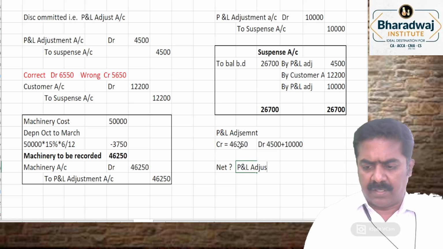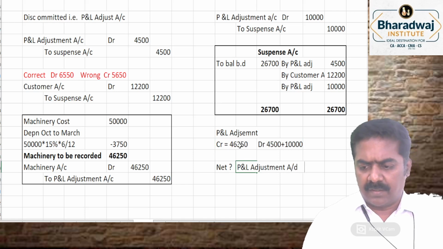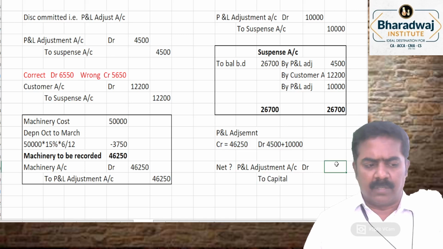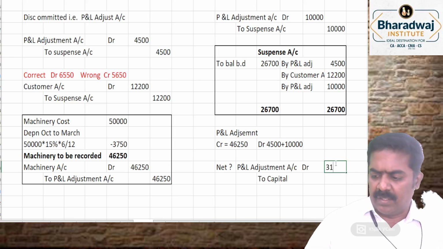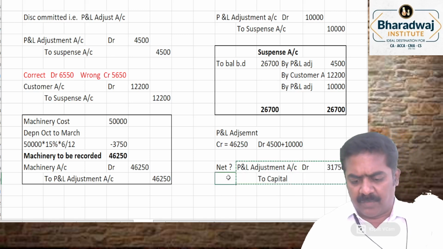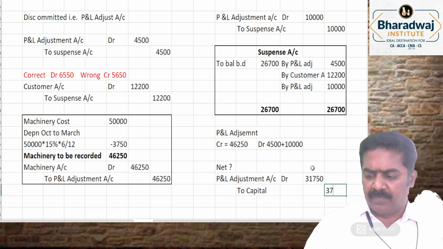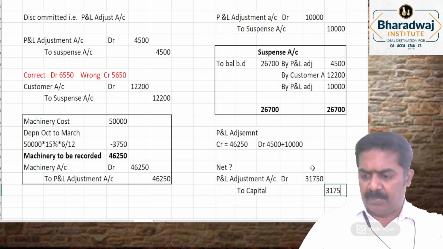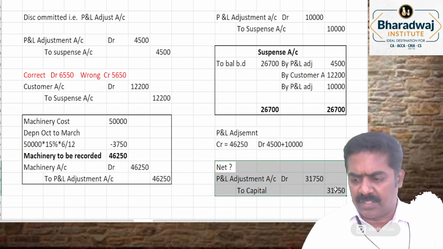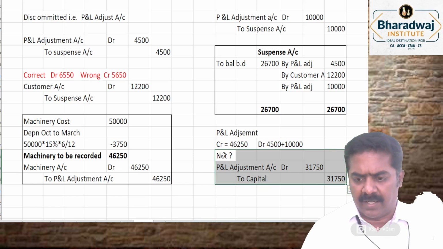P&L adjustment account. It will be adjusted with capital. Profit will be added back to capital. Credit minus debit, see what the net amount is. 31,750. It will be added to capital. There is a profit, so it will be adjusted in capital. If P&L adjustment is credited, it means it's a profit. If P&L adjustment is debited, it means it's like an expense or loss. So the net amount is adjusted in capital.